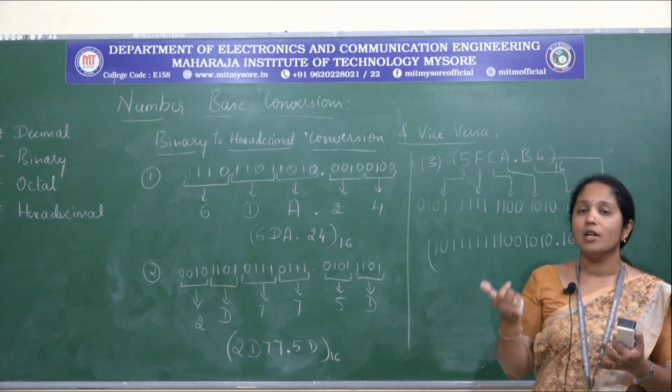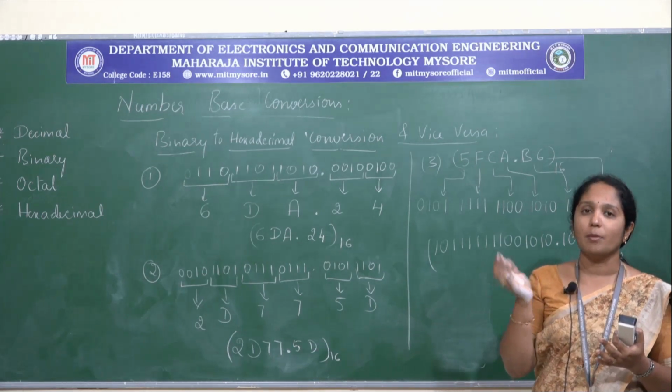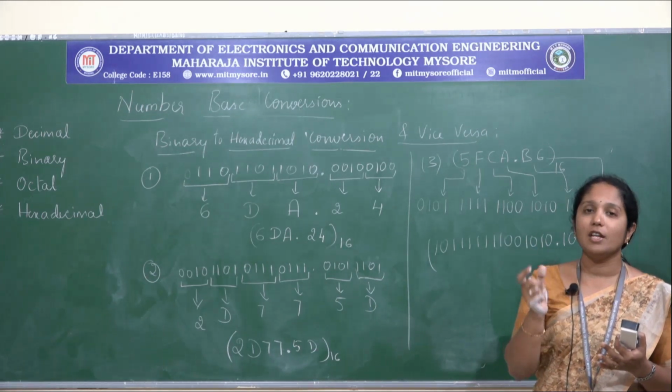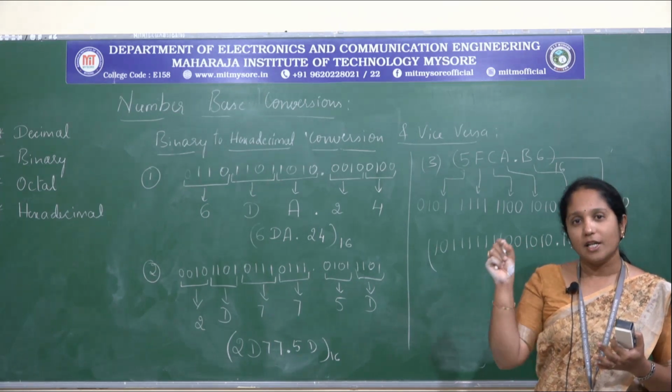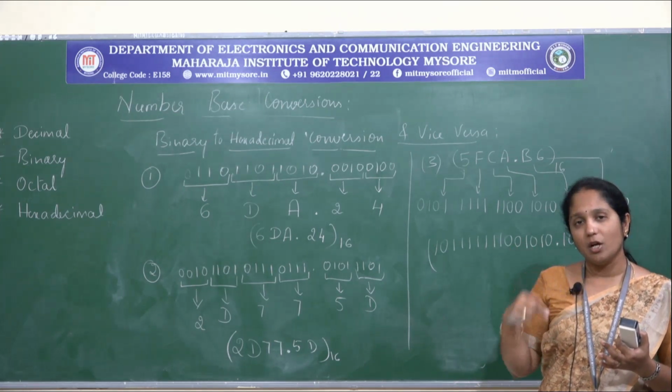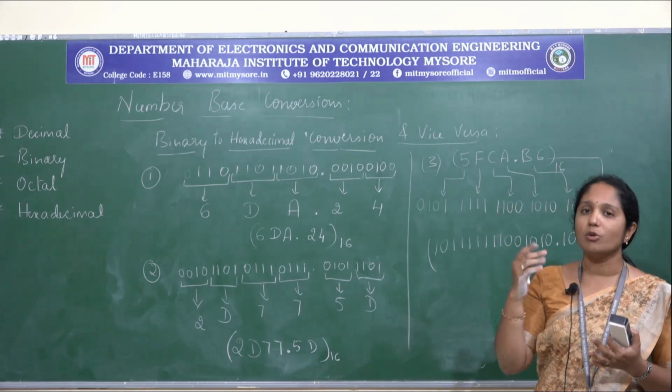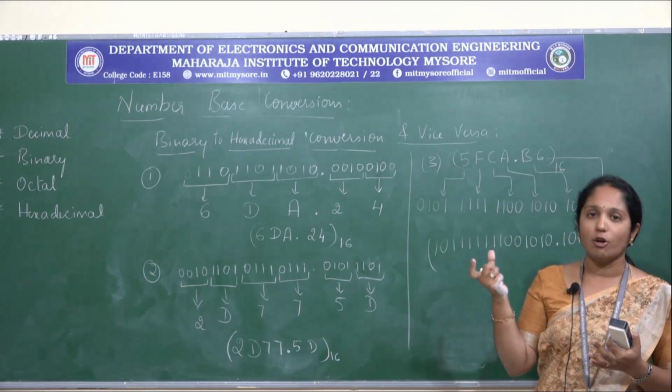For a number which is present before the decimal point, we need to successively divide by 2 and record the remainders, and we need to read from bottom to top in order to express the binary equivalent of it.